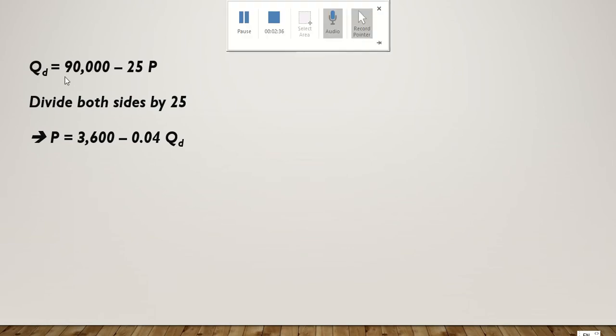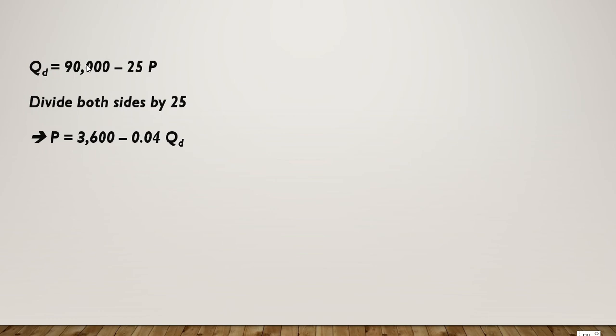So what we can do is we have this linear equation in this form. So divide both sides by 25. Okay. So divide both sides by negative 25, I'm sorry, negative 25. Okay. Then we will have this form. We will have the demand equation in the inverse form.